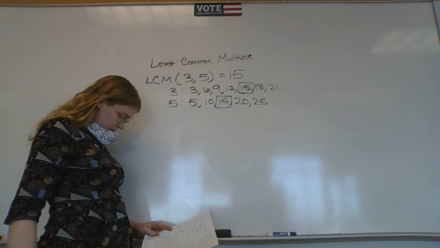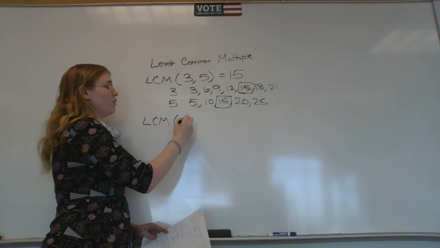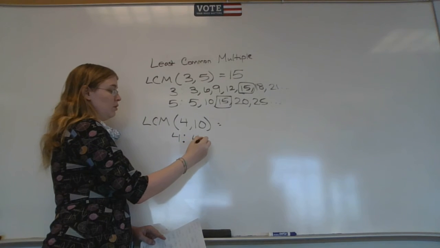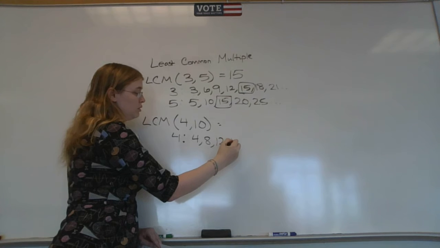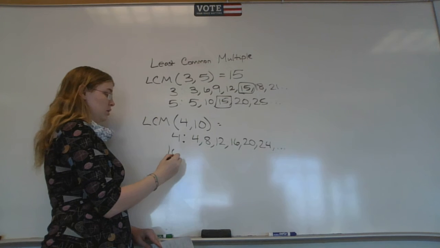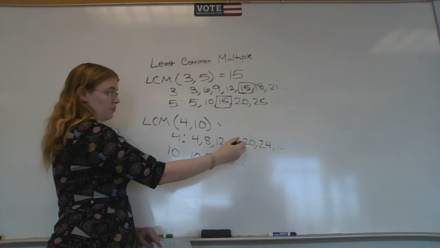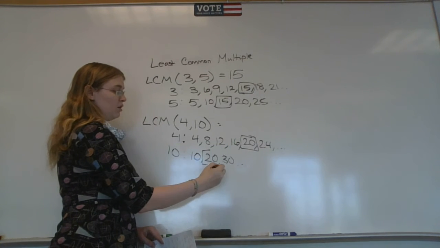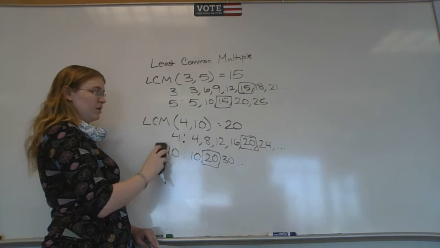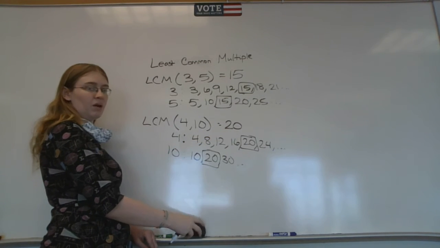Say, let's see, least common multiple of 4 and 10. Multiples of 4: 4, 8, 12, 16, 20, 24. Multiples of 10: 10, 20, 30, etc. But I already see I've got my 20 here. The least common multiple of 4 and 10 is 20. 4 times 5, 10 times 2, they both come out to be 20.